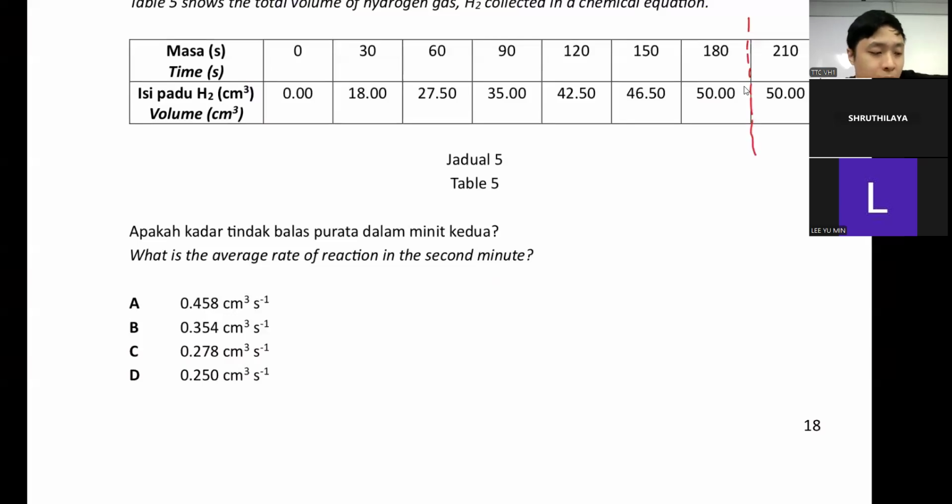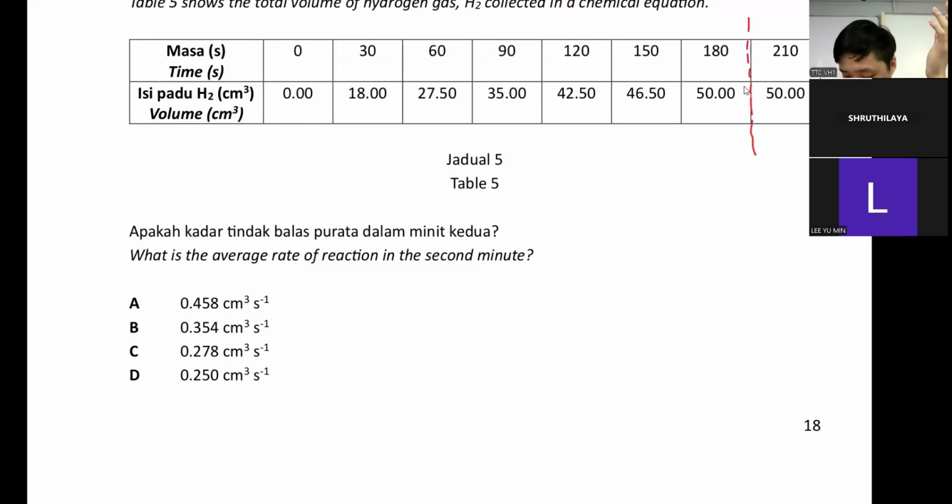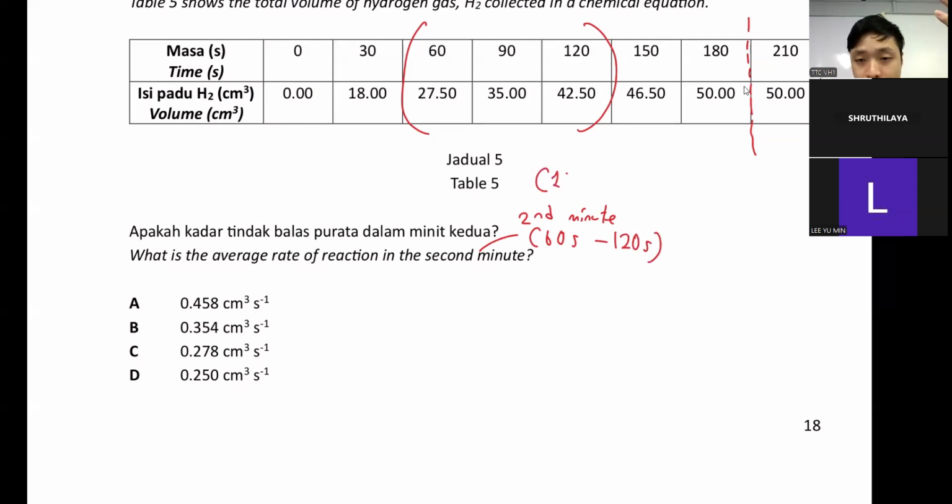Do you know what is meant by second minute? So you see in this case, what is the first minute? What is the second minute? First minute means from where to when. First minute means from 0 to 60 seconds. This is called the first minute. Second minute means what? Second minute is from here to here, from 60 seconds to 120 seconds. In minutes, it's from the first minute to the second minute. It's called the second minute.